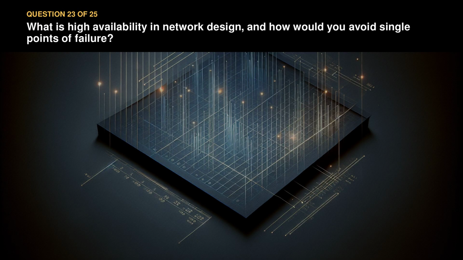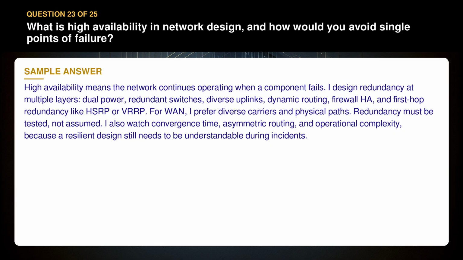Question 23. What is high availability in network design, and how would you avoid single points of failure? High availability means the network continues operating when a component fails. I design redundancy at multiple layers: dual power, redundant switches, diverse uplinks, dynamic routing, firewall HA, and first hop redundancy like HSRP or VRRP. For WAN, I prefer diverse carriers and physical paths.